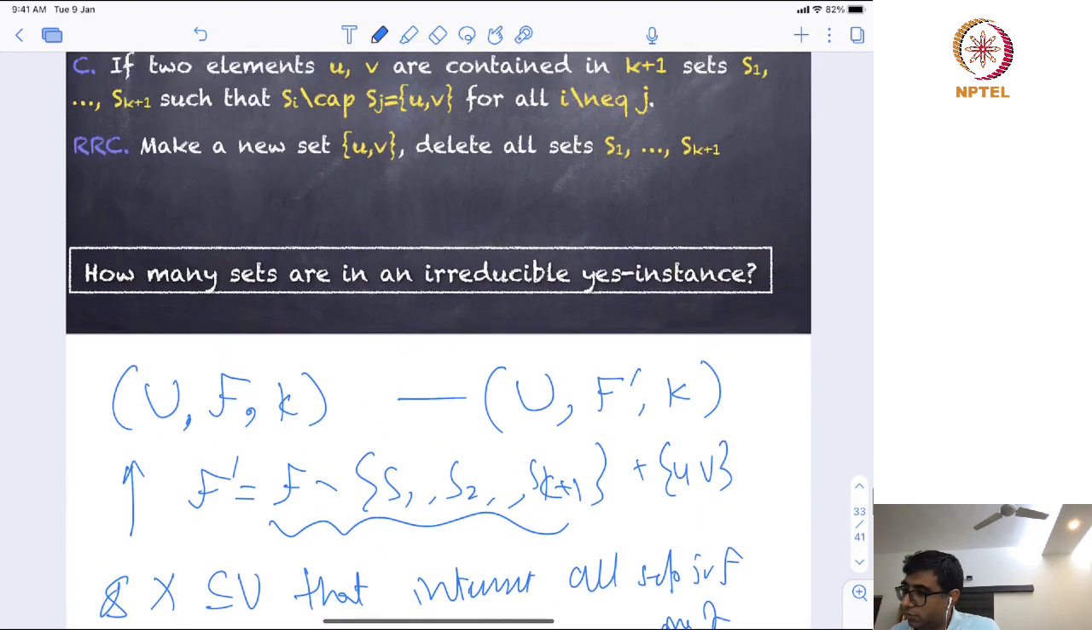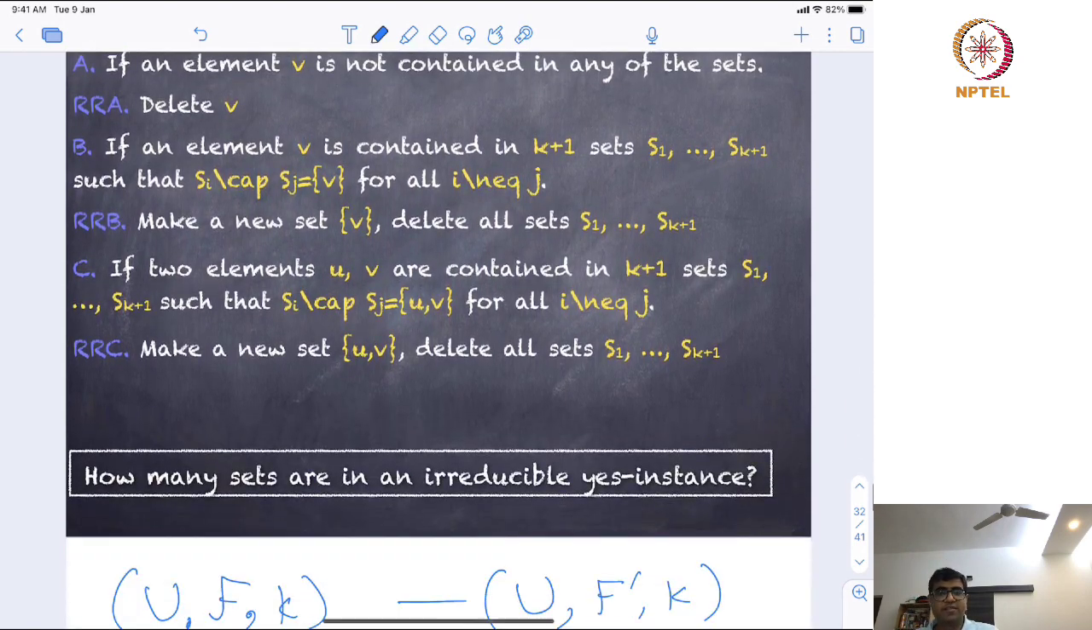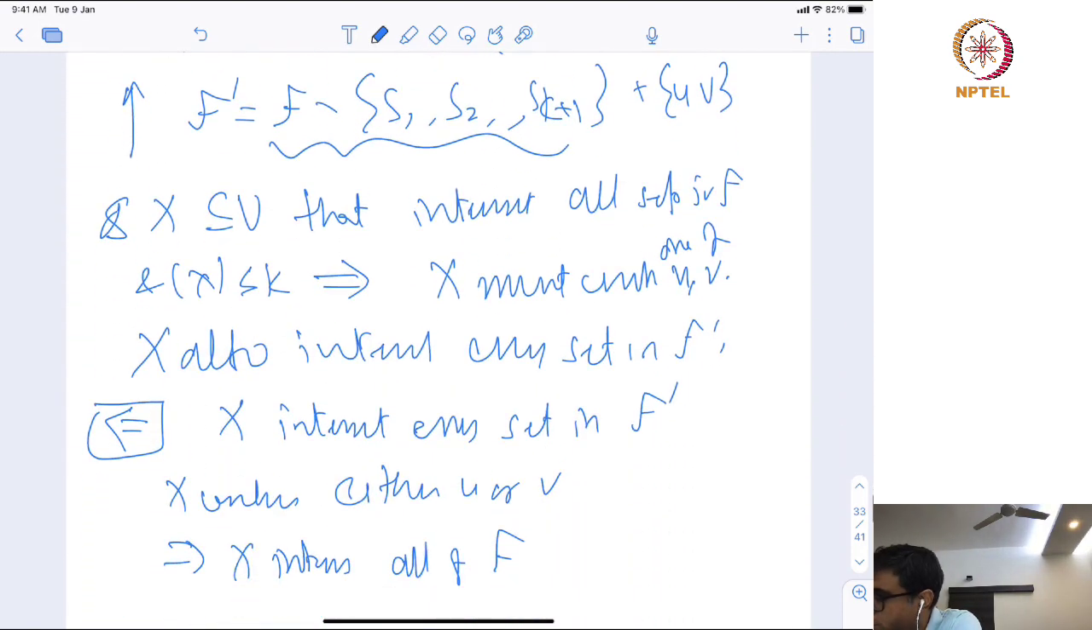Okay. But how many sets are in an irreducible instance? Because how are we obtaining a kernel? We are obtaining a kernel by the following procedure. We apply some reduction rules and we say when reduction rules are no longer applicable, and if this is a yes instance, then the number of sets, number of objects are bounded, because if they are not bounded, then I can say no, and then we are correct. So, let us try to do the same analysis for this problem.